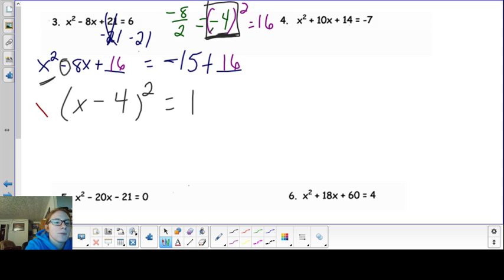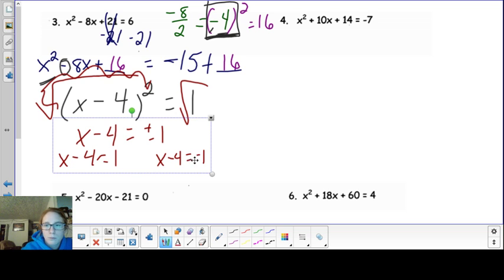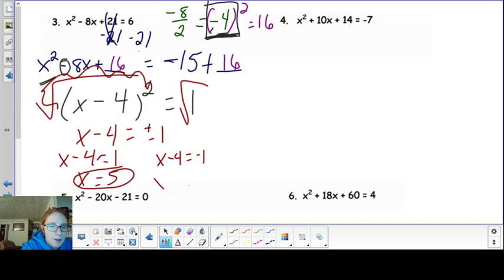Now I'm going to square root. These cancel. X minus 4 is equal to plus or minus 1. So you have x minus 4 equals 1. You have x minus 4 equals negative 1. I'm going to add 4, so x is 5. I'm going to add 4, so x is 3.